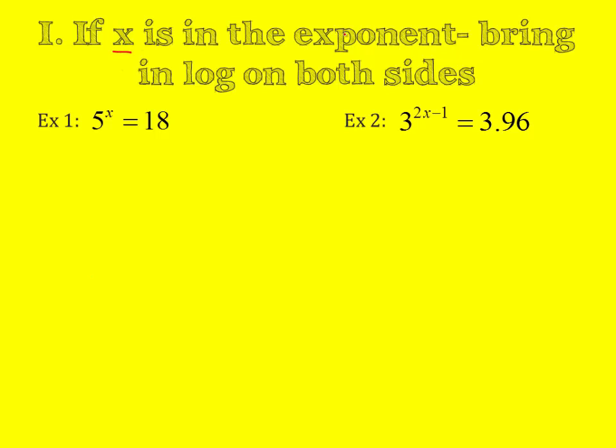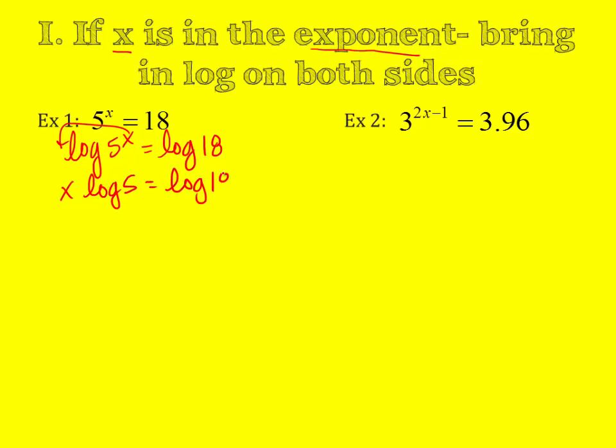If x is in the exponent, bring in the logarithm on both sides of the equation, because remember the power rule will move that to the front. So I have to take the logarithm of both sides. So the logarithm of 5 to the x equals the logarithm of 18. Okay, and then remember the power rule will move that x to the front. So I have x times the log of 5 equals the log of 18.